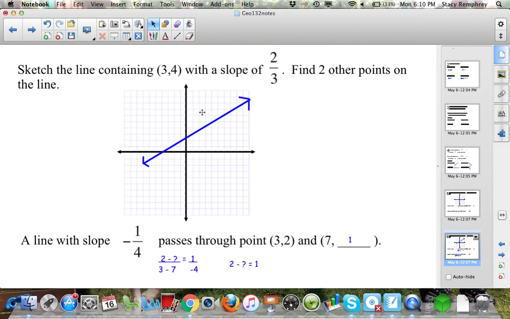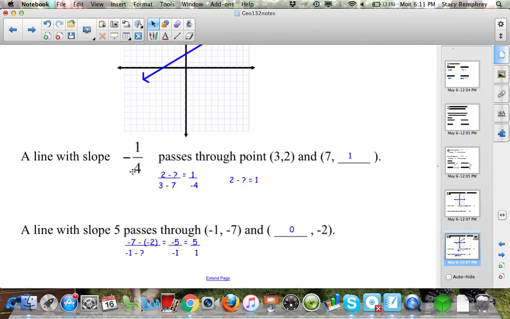All right, as I have the answers here, first thing I did was found 3, 4. I know it's not lining up exactly. 1, 2, 3, and 4. And then I rose 2, ran 3, rose 2, ran 3. Constant rate of change. -2, -3, which is a positive 2/3.